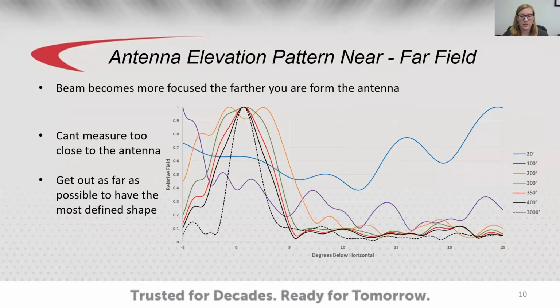Take a look at this plot showing the calculated elevation pattern of an antenna at varying distances from that antenna. The dotted line is the far field elevation pattern, and the solid lines are elevation patterns at varying distances up to 400 feet from the antenna. You can see that too close to the antenna, as shown in the solid blue line on the slide, the radiation is completely unfocused. The farther out you move, the more defined the pattern becomes. But even at 400 feet, the elevation pattern can vary significantly from the desired far field pattern.